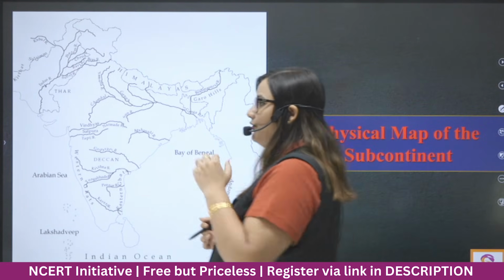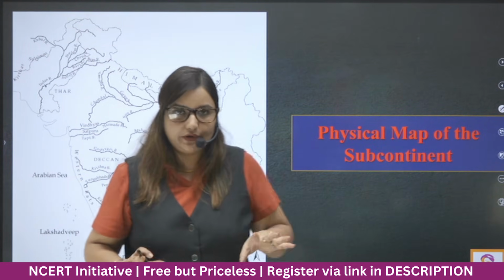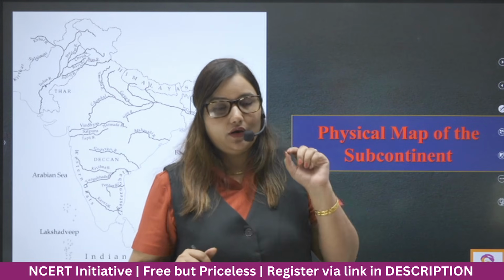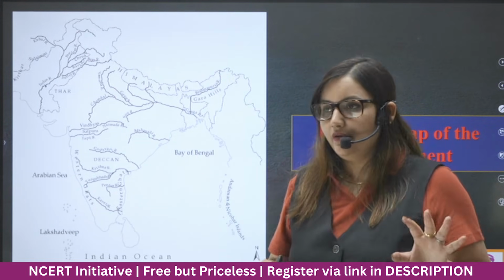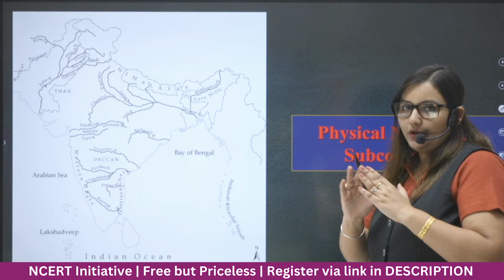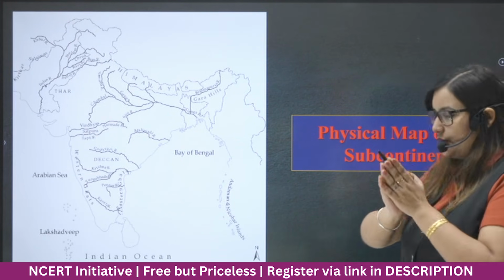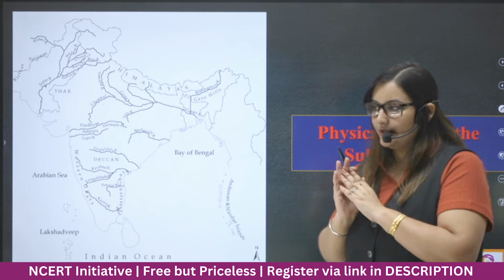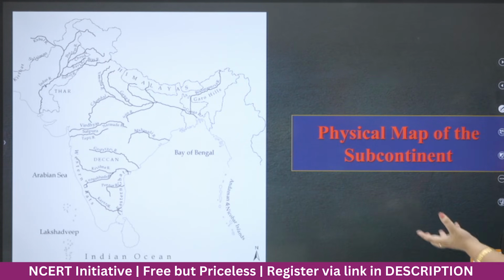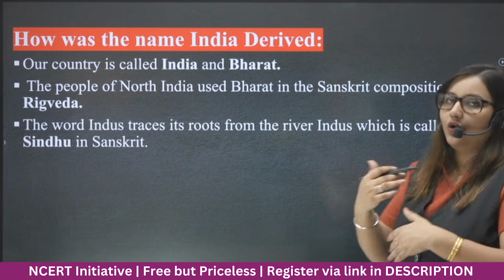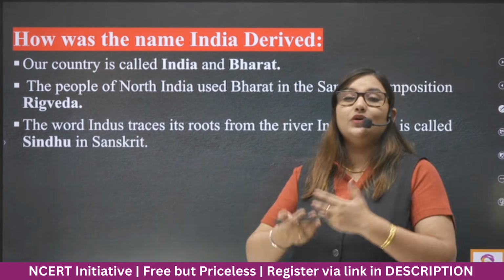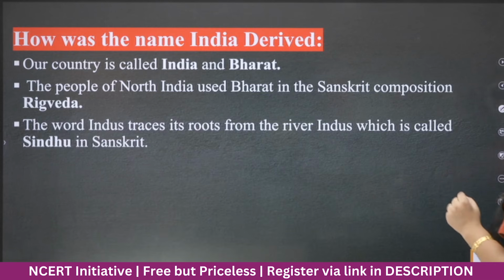So I have all the important maps with me. I have all the important points with me, which I'll be giving you. But the most important thing which I want you to understand is that if we just follow the sequence of NCERT class 6th, you will see the first chapter is How, Where, When. Then they talk about the name India, how it was derived, and why it was derived like this.